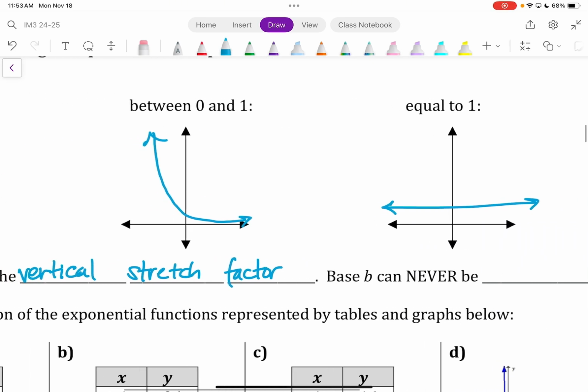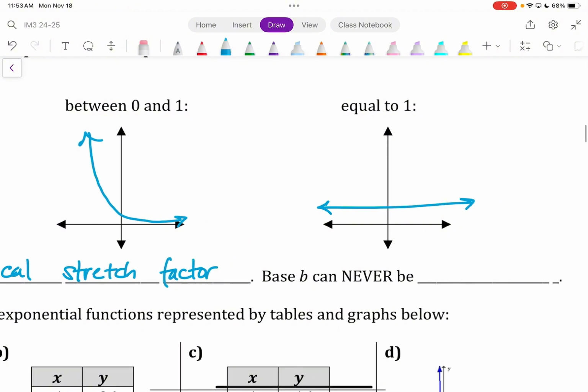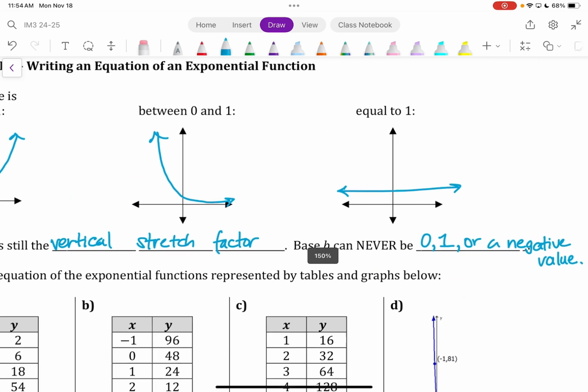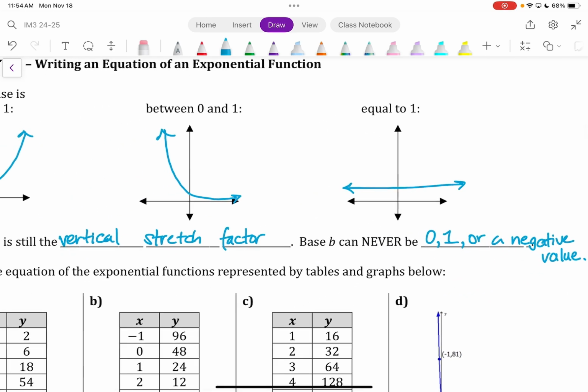Base B can never be equal to 0, 1, or a negative value. Okay? So go ahead and write this down. I'll zoom out so you guys can see. Once again, parameter A is still the vertical stretch factor, and base B can never equal 0, 1, or a negative value.